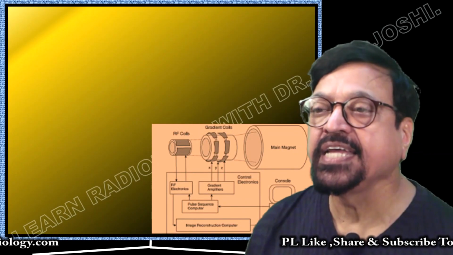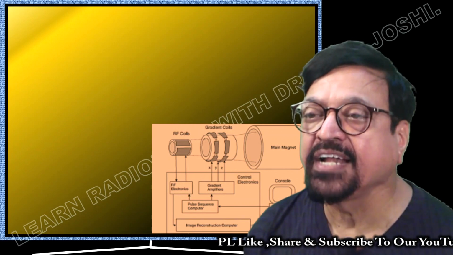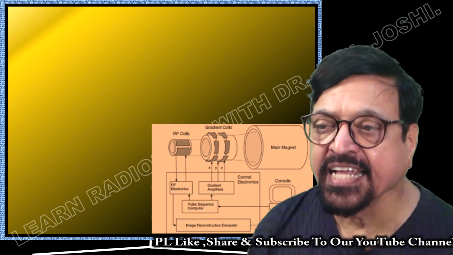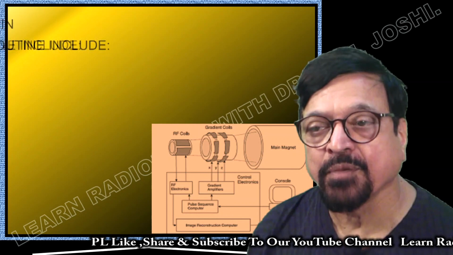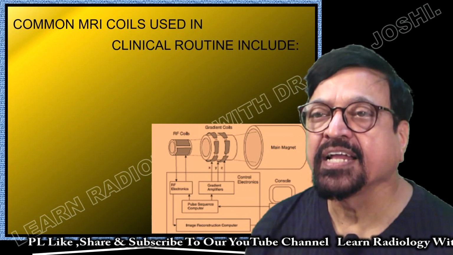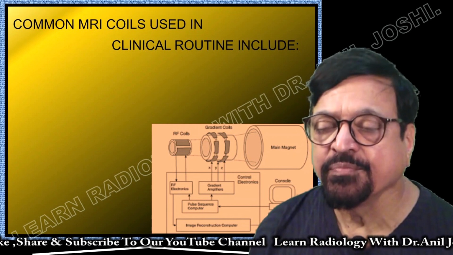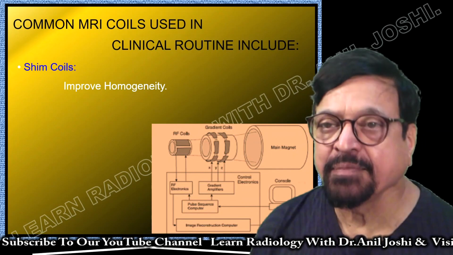Now here what you are seeing are the main magnet, then the gradient coils, and then the RF coils. All these three have their own roles to play, and unless all of them work properly, we don't get good quality pictures. So common MRI coils used in clinical practice are of these three types. Now how many of them are there, how they are situated, let's see them separately.